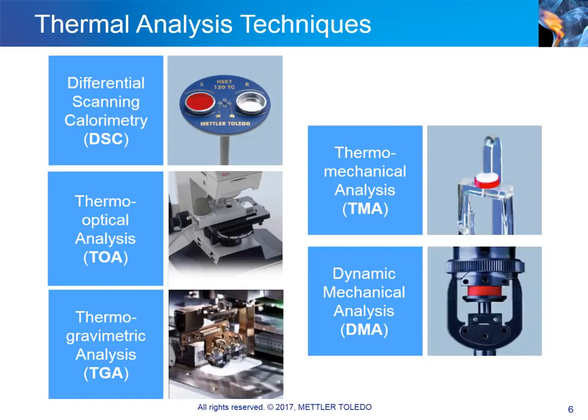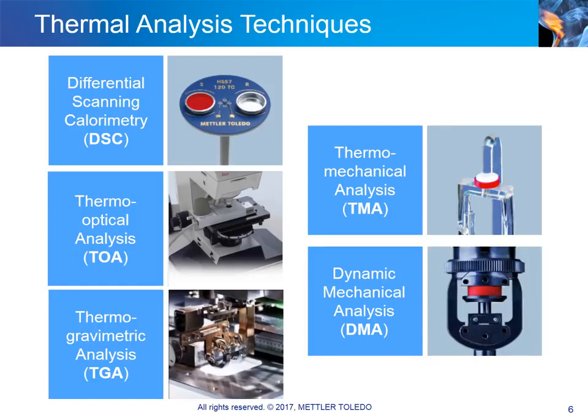Thermo-optical analysis, or TOA. This technique allows you to visually follow changes in your sample, which is placed in a hot stage and mounted on a microscope. Thermogravimetric analysis, or TGA. This technique measures the mass of a sample as a function of temperature using a highly sensitive balance.